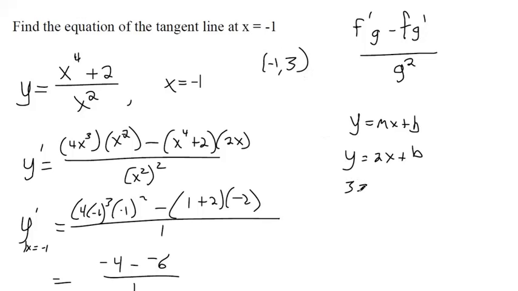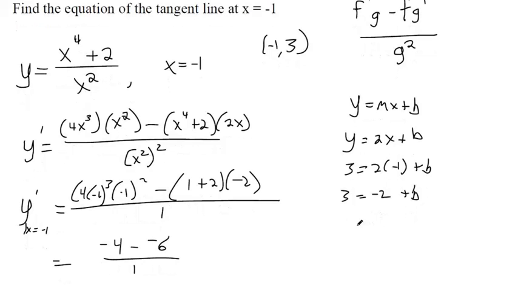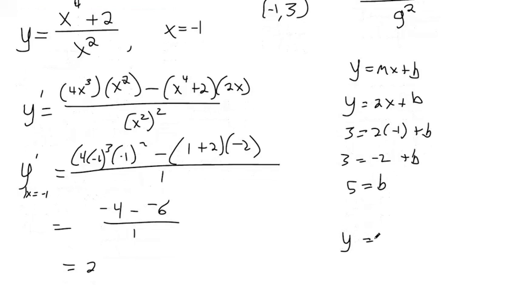So if I plug in 3 in for y, -1 in for x, then I can solve for b. So if you add that 2 to both sides, you get 5 equals b. And so there we go. Now we've got it, y equals 2x plus 5. That's the equation of the tangent line.